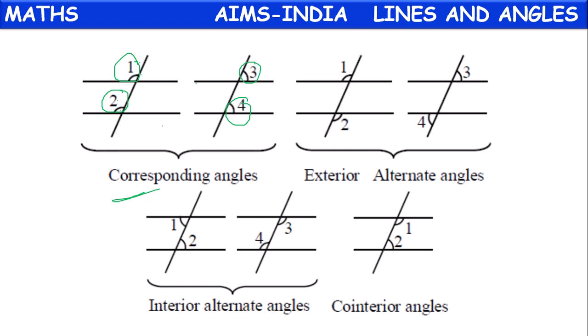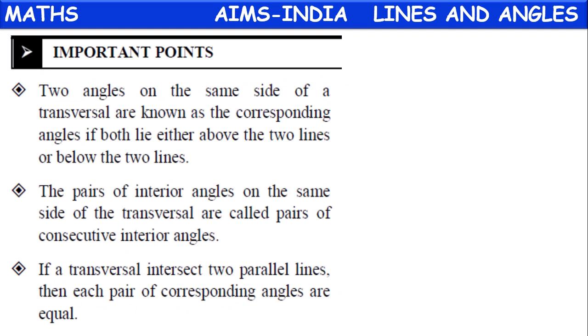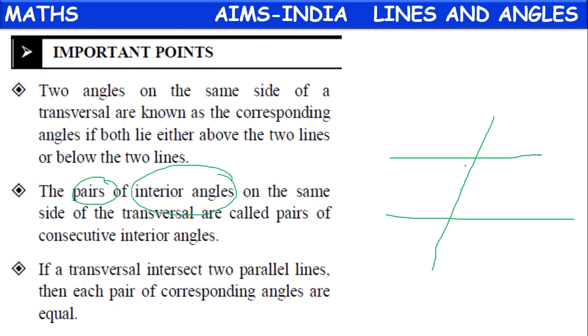Consecutive interior angles. Here it is not given. For two lines, if this is the transversal, the pairs of interior angles should lie within the lines, on the same side of the transversal, left side only. They should lie in the interior part. So these two angles, this pair, is called consecutive interior angles.